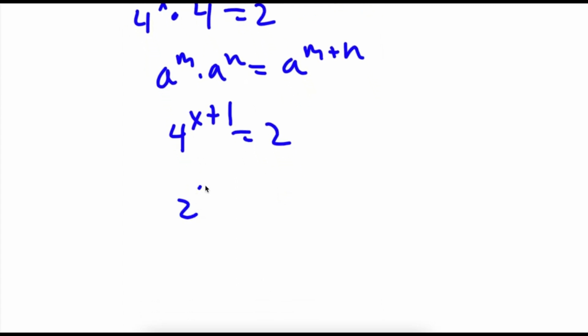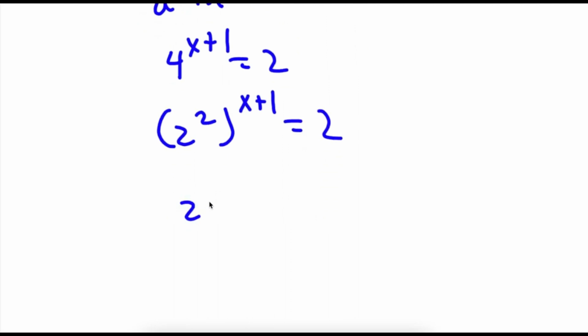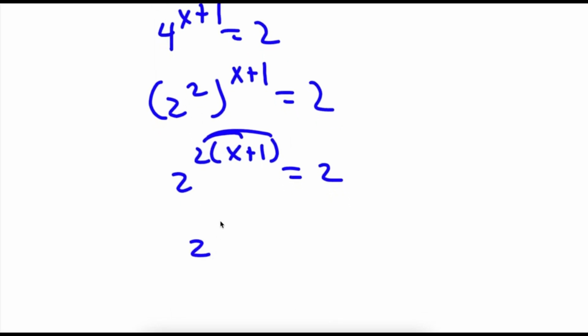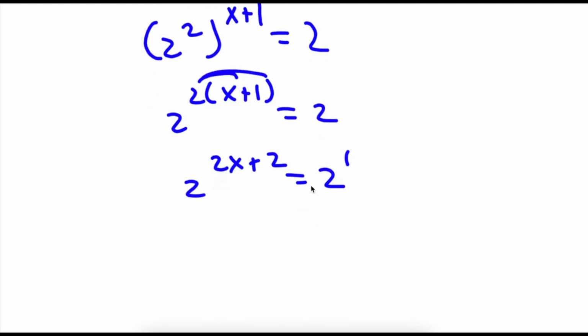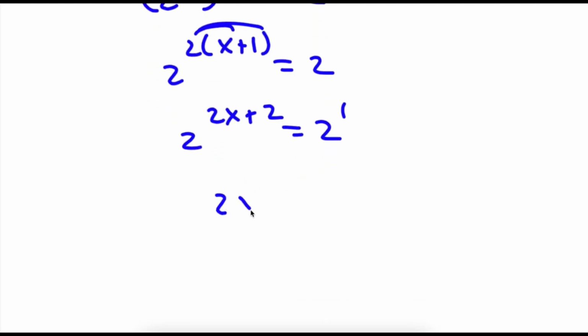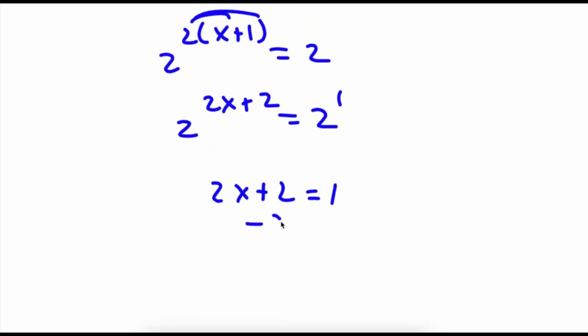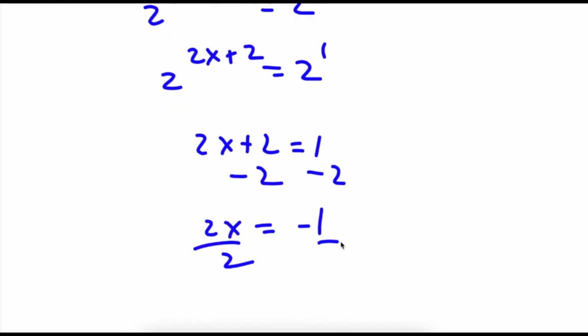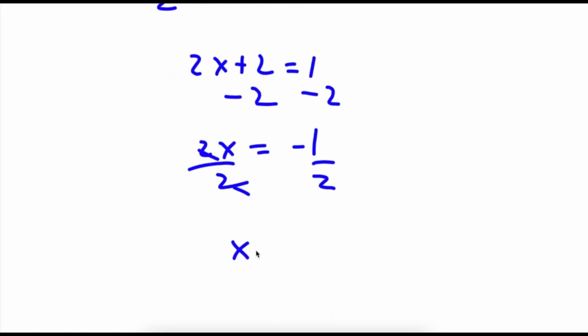Now 4 is the same thing as 2 squared, so I have 2 squared to the power of x plus 1 is equal to 2. This would equal 2 to the power of 2 times (x plus 1) is equal to 2. So I distribute the 2 and I get 2 to the power of 2x plus 2 is equal to 2. 2 is the same thing as 2 to the power of 1, so I get 2x plus 2 is equal to 1. I subtract 2 on both sides, so I get 2x is equal to negative 1. Now if I divide both sides by 2, I get x is equal to negative 1/2.